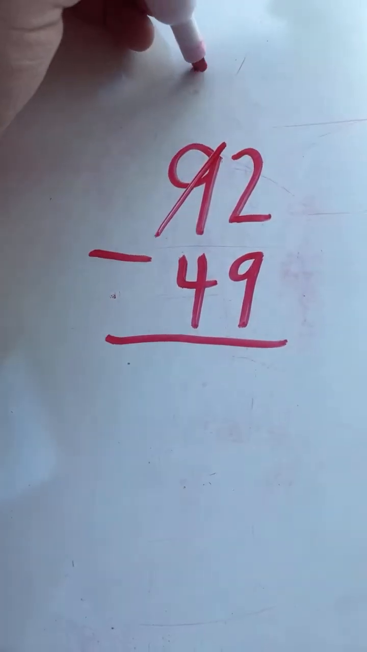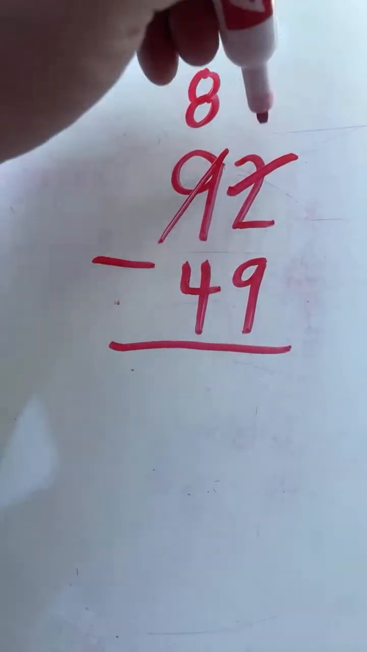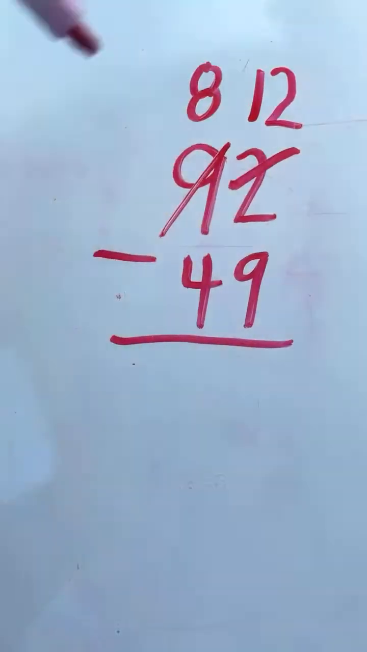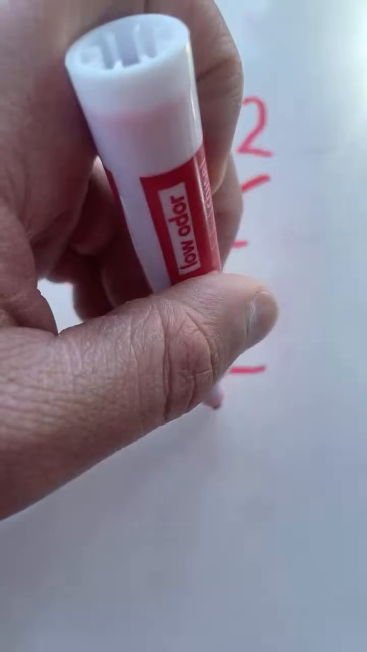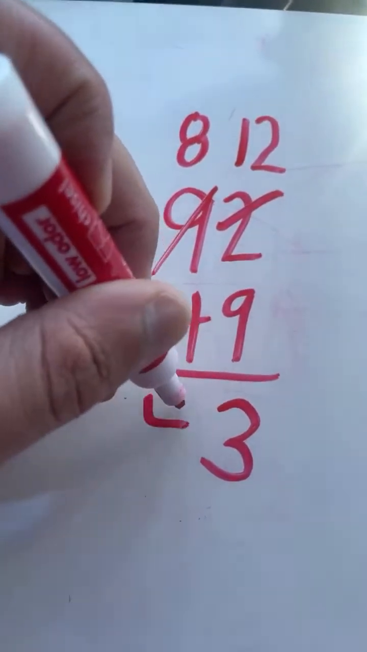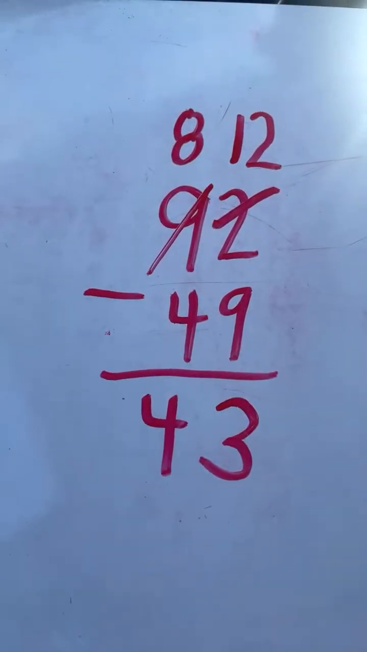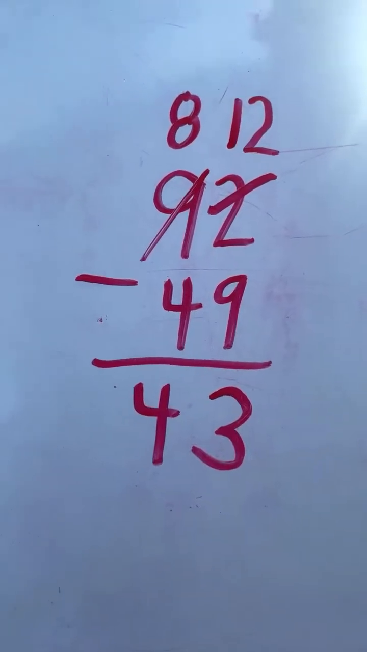So the 9 is going to become an 8. We take away 1. And then the 2 is going to become a 12. And now we are ready to subtract. 12 minus 9 equals 3. And 8 minus 4 equals 4. And we have our final answer. 92 minus 49 equals 43.